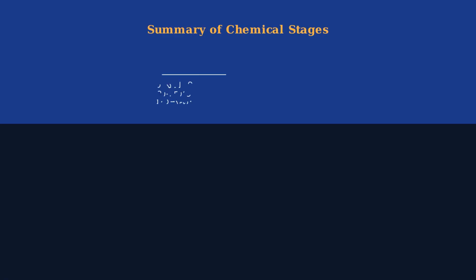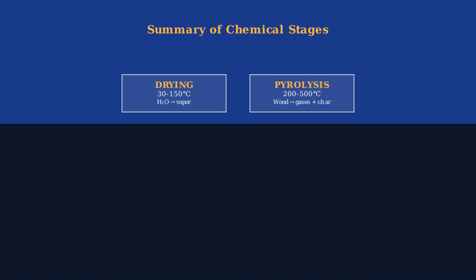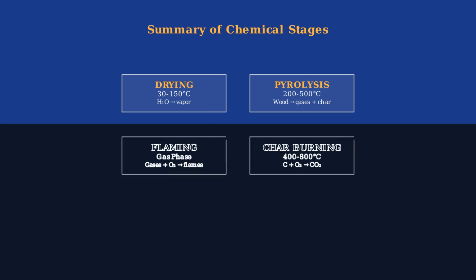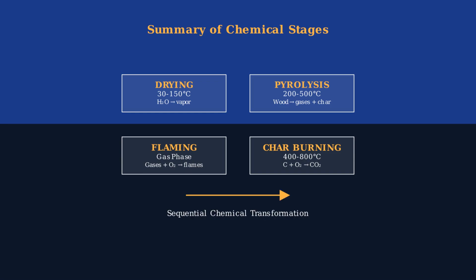Wood combustion involves 4 distinct chemical stages, each occurring at specific temperature ranges and producing different products. First, drying removes moisture from wood between 30 and 150 degrees Celsius. Then pyrolysis breaks down wood structure between 200 and 500 degrees, creating volatile gases and char. Flaming combustion burns the volatile gases with oxygen, producing visible flames and heat. Finally, char combustion slowly oxidizes the remaining carbon at 400 to 800 degrees Celsius.